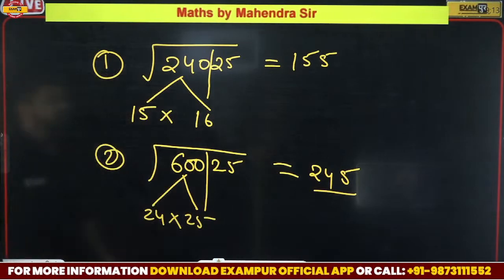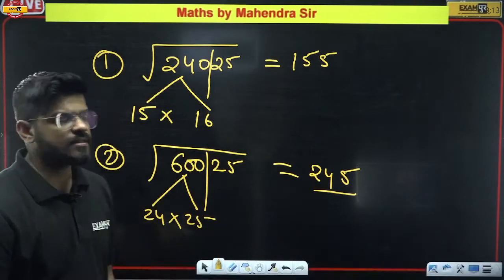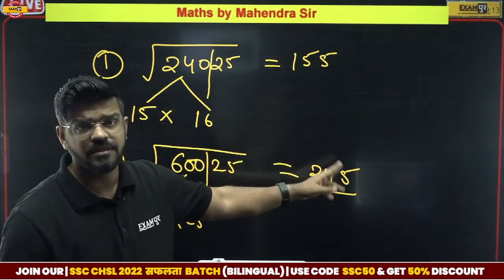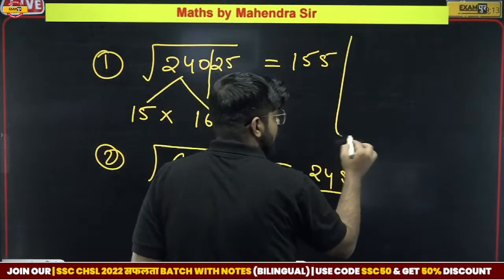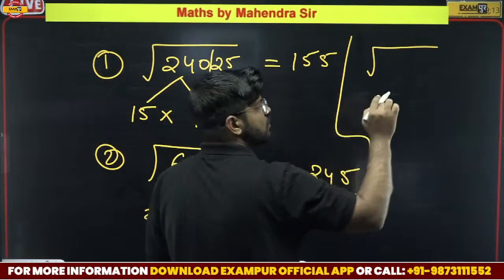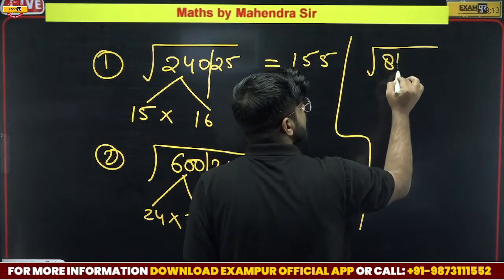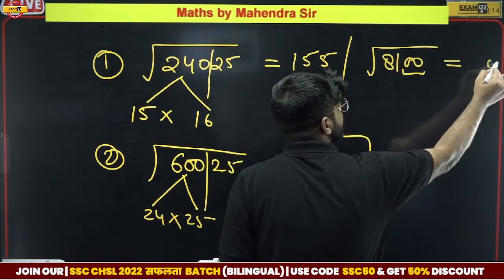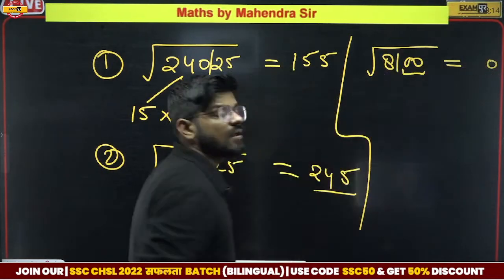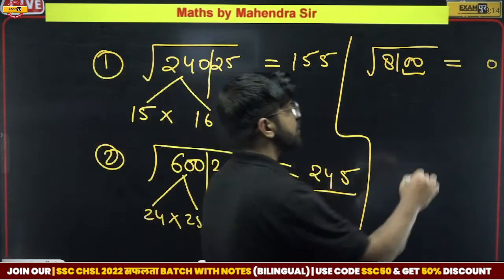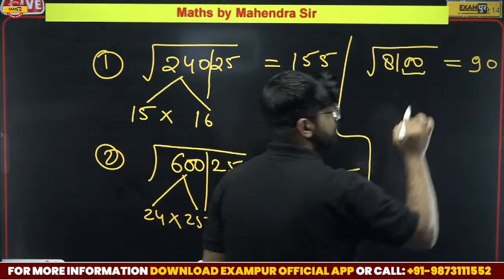Okay. So this is how we are going to calculate the square roots of a number having last digit 5. And for the square roots of a number having last 2 digits as 00, suppose you have to find the square root of 8100. It is very simple. The double zero is replaced by 10, and before that there will always be a perfect square. So 81 is a perfect square of 9. So this will be 90.